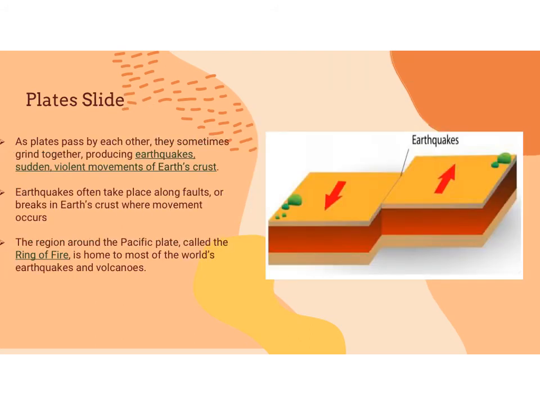This underwater mountain, or mid-oceanic ridge, can rise above the surface of the ocean to form islands. Now the last pattern of plate movement is when the plates slide. As the plates pass by each other, they sometimes grind together, producing what we call earthquakes. Earthquakes are sudden, violent movements of the Earth's crust. They often take place along faults, or breaks in the Earth's crust where movement occurs. For example, the region around the Pacific Plate called the Ring of Fire is home to most of the world's earthquakes and volcanoes.